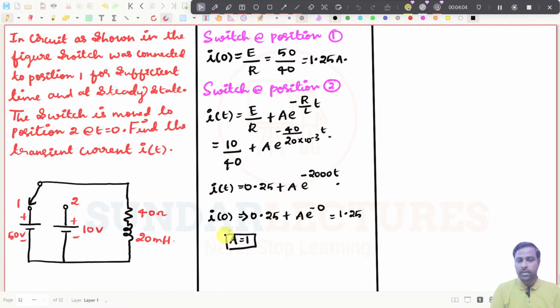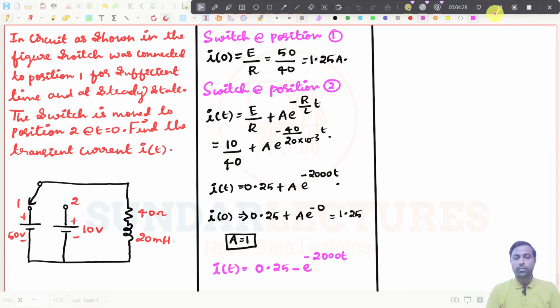And what is the final expression of i(t)? So i(t) will be equal to 0.25 plus 1 times e to the power minus 2000 t, and I don't need to put the 1. So this is the i(t) expression, and you put amperes.